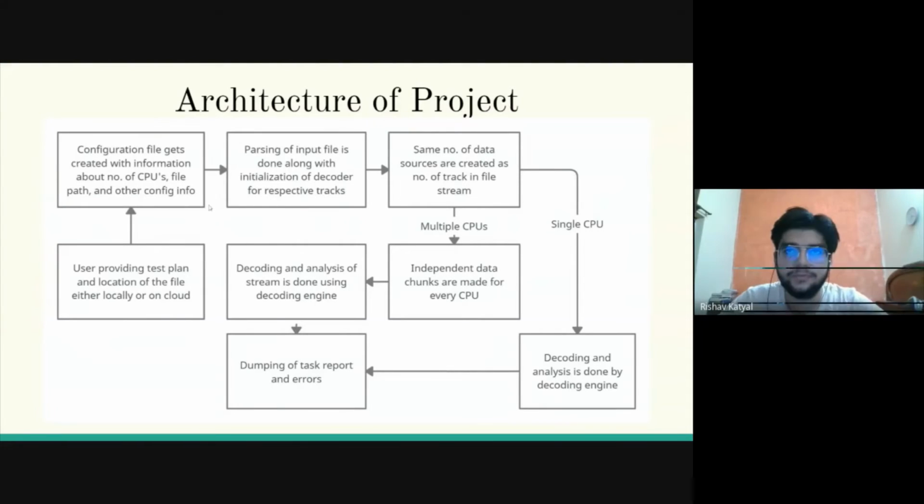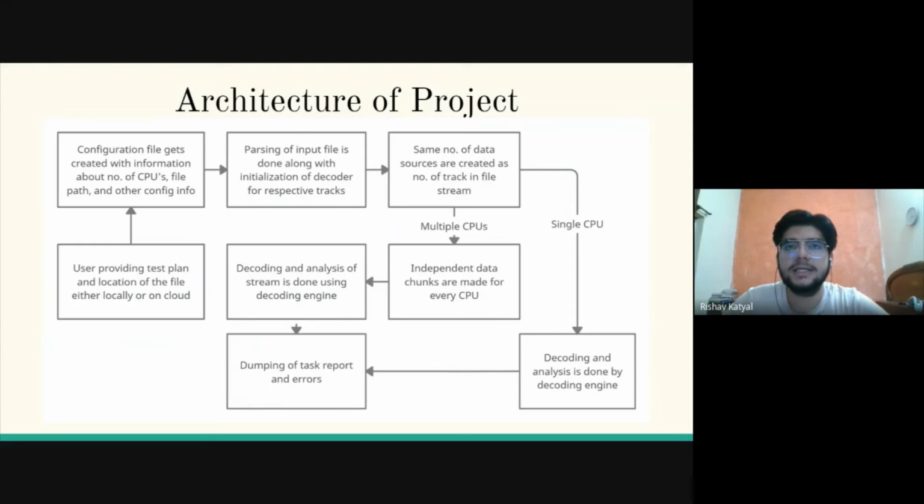So, the architecture of our project. The user provides a test plan and the location of the file, either on premises or on cloud, and we create a configuration file which has information about the number of CPUs, file paths, and other configuration info. Parsing of the input file is done along with the initializing of decoding engines. The number of data sources that we create is linearly dependent on the number of tracks in the media file.